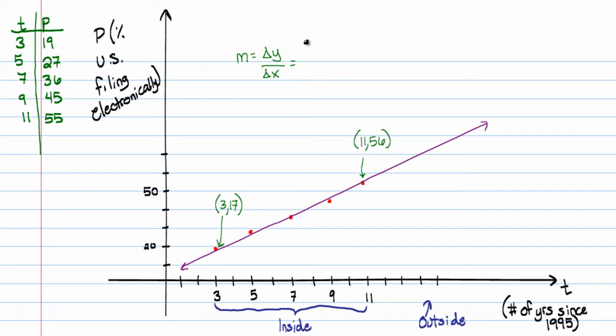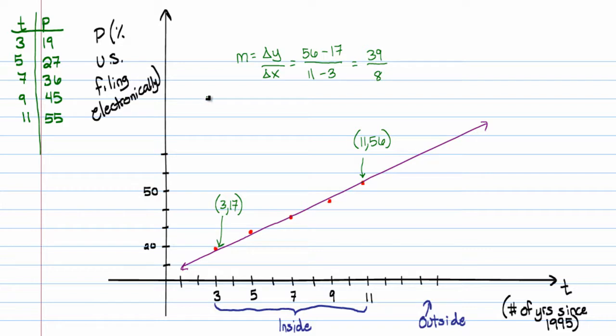So the output, 56 minus 17, that's a difference in these two output values, or p values in this situation. And the difference in the corresponding input values is 11 minus 3. So you do a little simple math, you get 39 over 8. Not the best in the world, but that's what we have, right? 39/8. That's the slope.